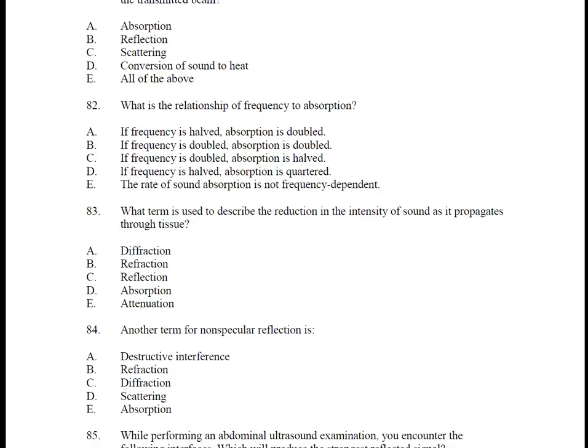This problem also asks about a basic concept. This question is asking about the relationship between frequency and absorption. As the frequency increases, attenuation also increases significantly, so absorption rises as well, showing a direct correlation between the two. The correct answer is option B. For your reference, if the frequency doubles, absorption also doubles, indicating a proportional relationship between them.